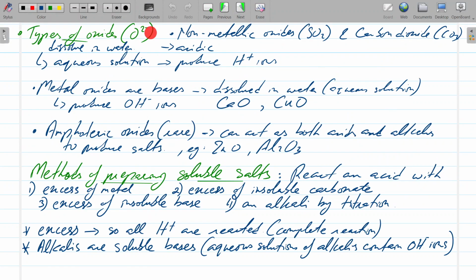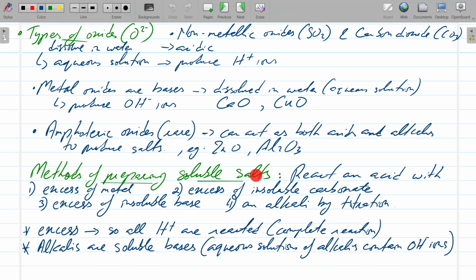Then we talk about oxides. So non-metallic oxides, right, and carbon dioxide, when they dissolve in water, they're acidic. They produce hydrogen ions. Metal oxides are bases. When they are in aqueous solution, they produce the hydroxide ions. Amphoteric oxides, which can act as both acids and alkalis, produce salts such as zinc and aluminum oxide, so those are there as well.